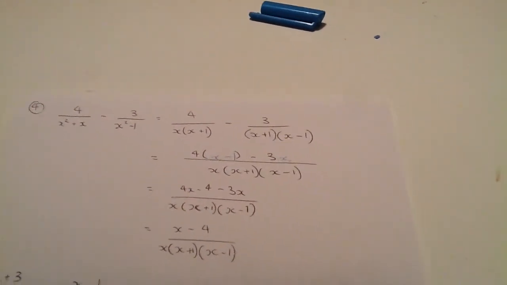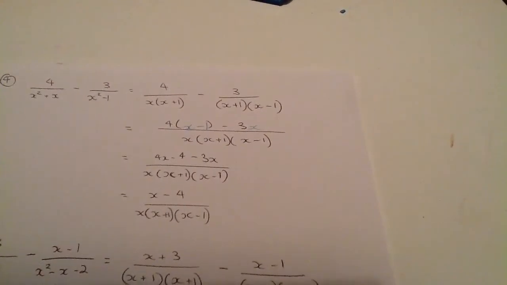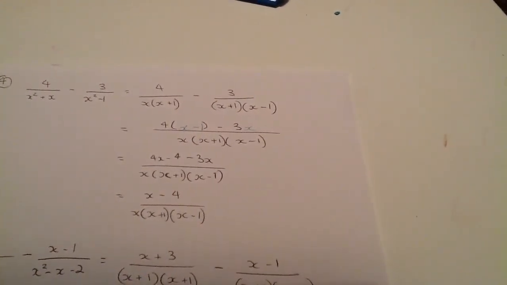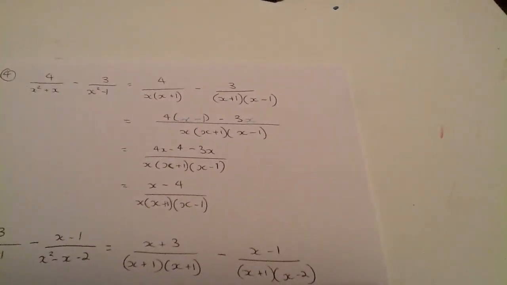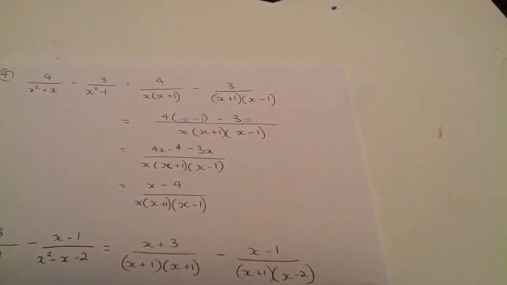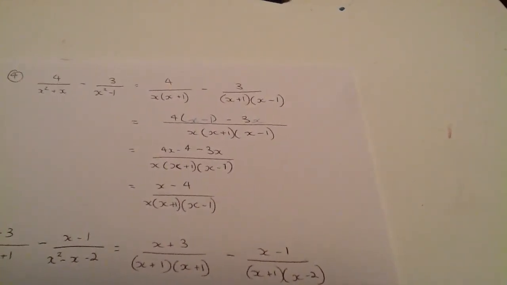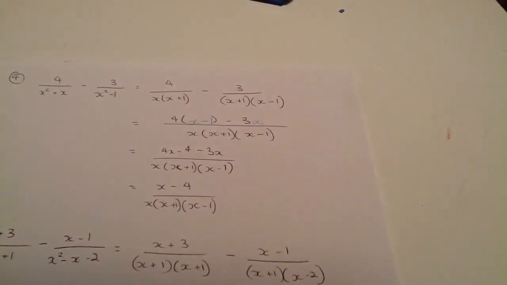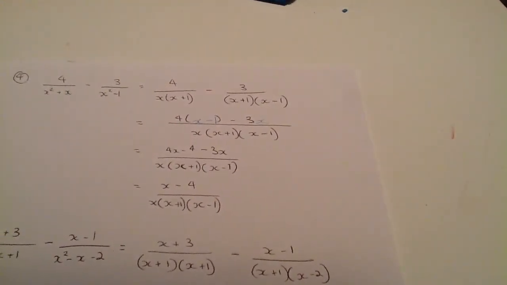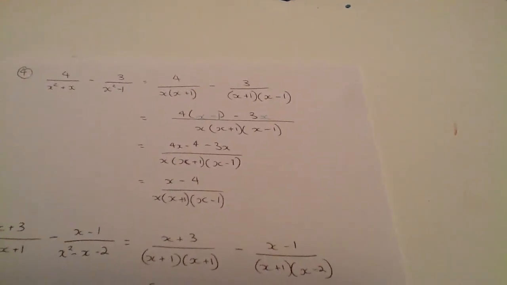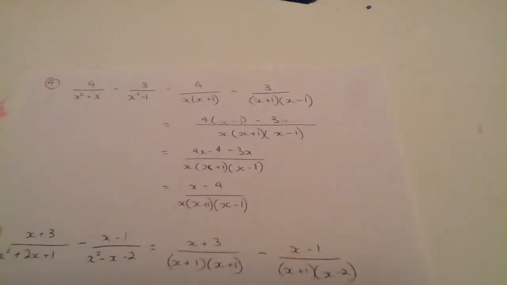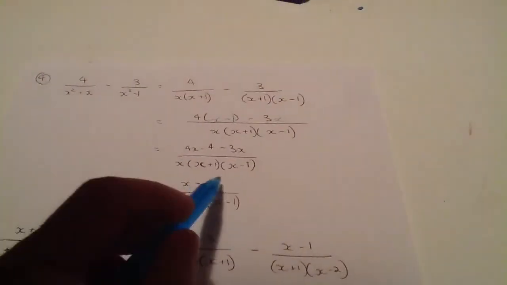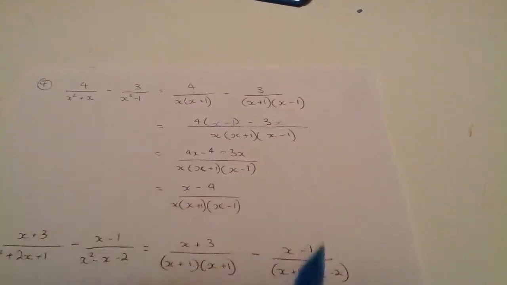We expand out the numerator, 4x minus 4 minus 3x. Collect the like terms, we end up with x minus 4 all over x times x plus 1 times x minus 1. Again, fine to leave it like that. Don't worry about expanding out the denominator. And also, very carefully, do not think that you can cancel out those x's. You can only cancel out things that are multiplied. And the x is not multiplied here. The x belongs with the minus 4.